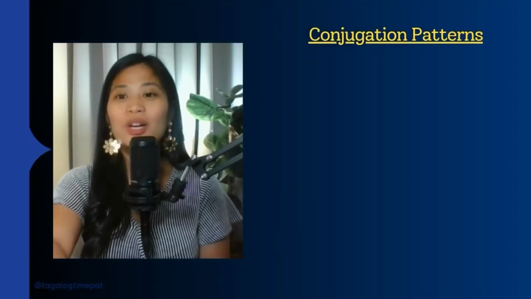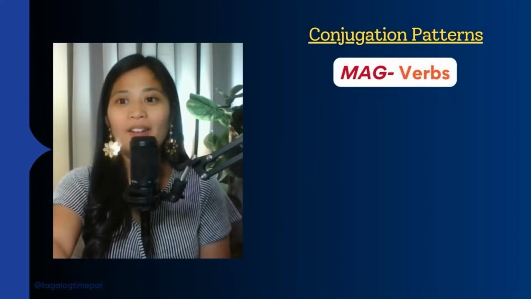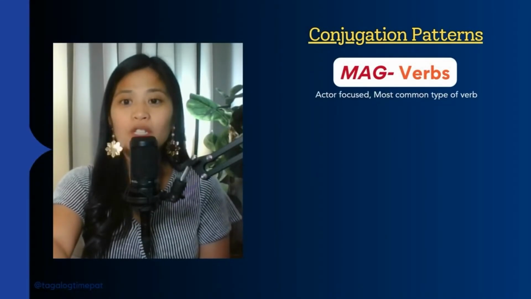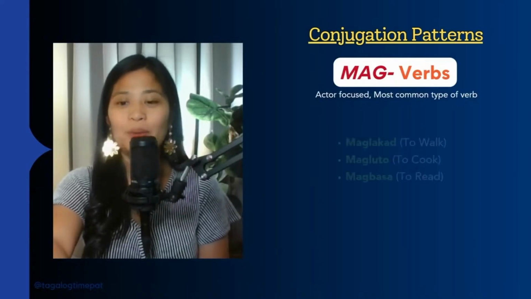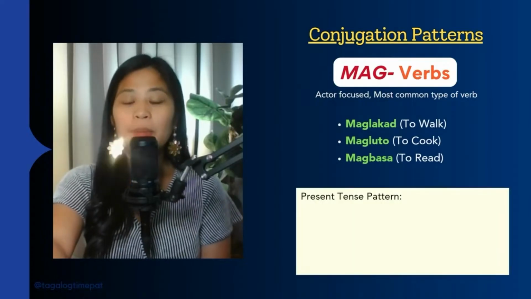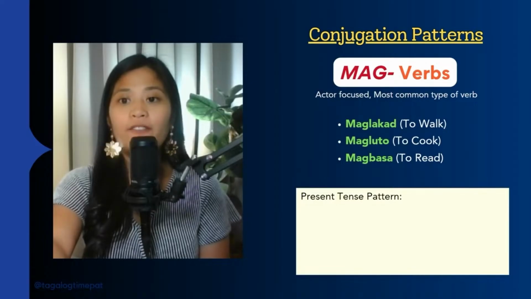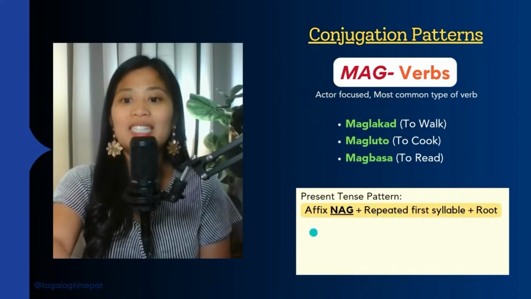Alrighty, so let's go ahead and jump right into these conjugation patterns. We will start with the mag verbs. They are usually actor-focused, and they are the most common type of verb in Tagalog. Here are some examples. Maglakad, to walk. Magluto, to cook. Magbasa, to read. Now, in the present tense, if you want to conjugate a mag verb in the present tense, here is the pattern. It's the affix nag, then it's the repeated first syllable, and then it's the root.